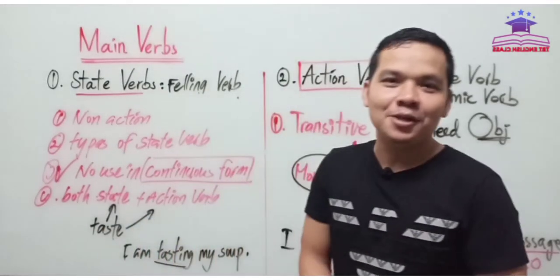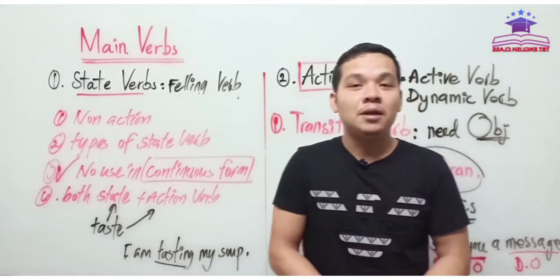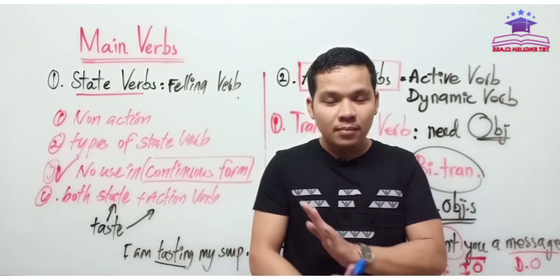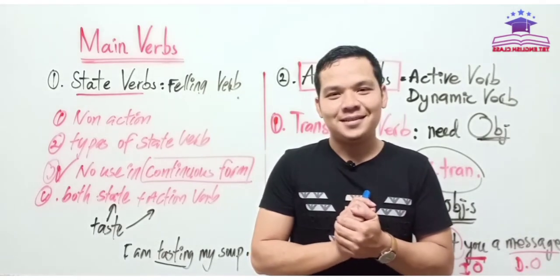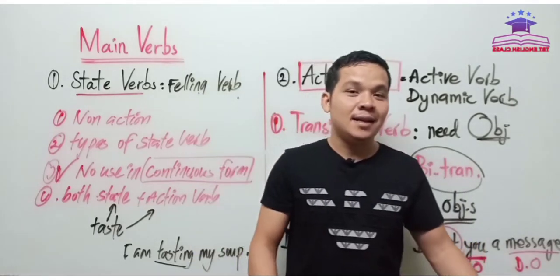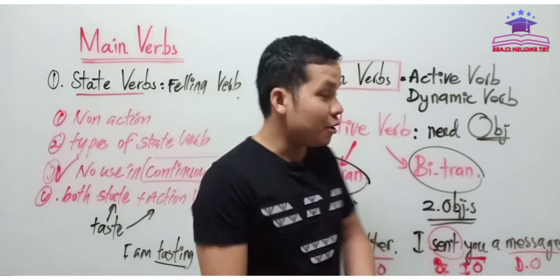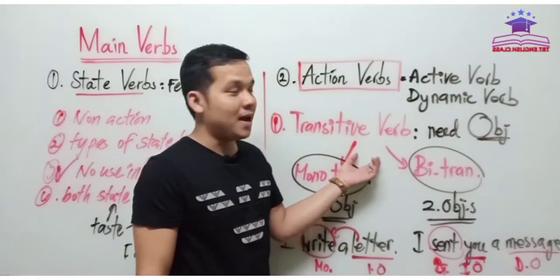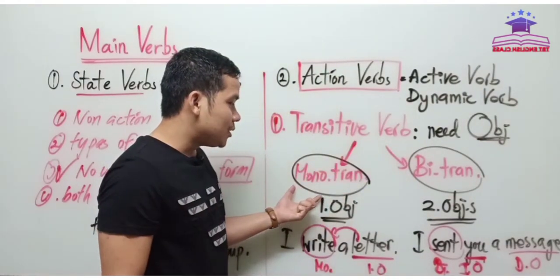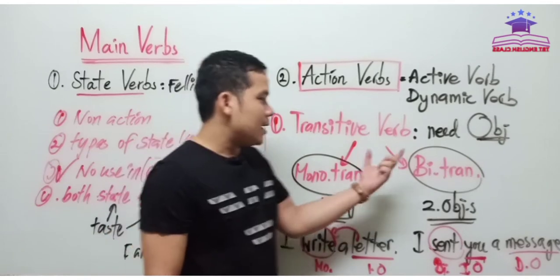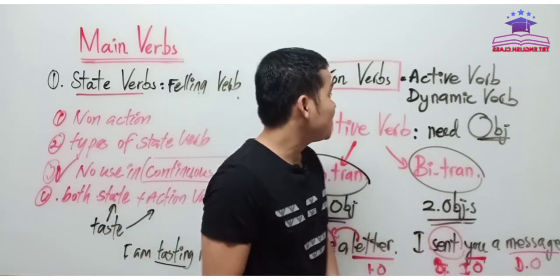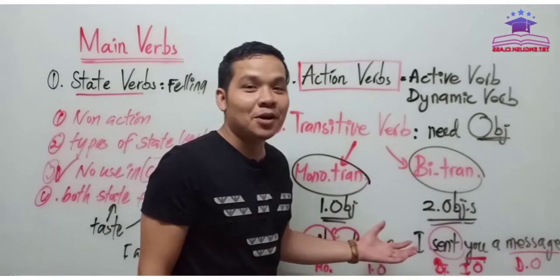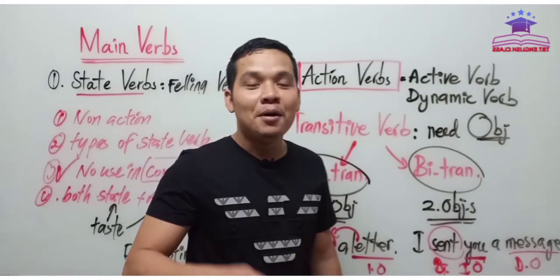Intransitive verb, no need to explain, just remember that intransitive verb is the action verb that does not need objects. Every verb that doesn't need an object we call intransitive verb, and the verb that needs an object we call transitive verb. And transitive verb can be monotransitive verb that needs only one object, or bitransitive verb that needs two objects. So it is the lesson that I want to let you know about main verb.